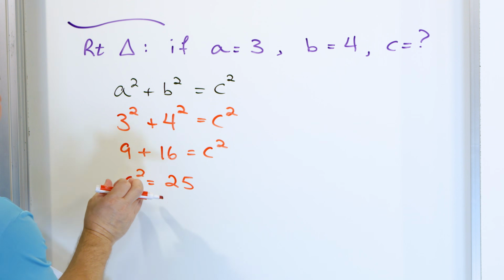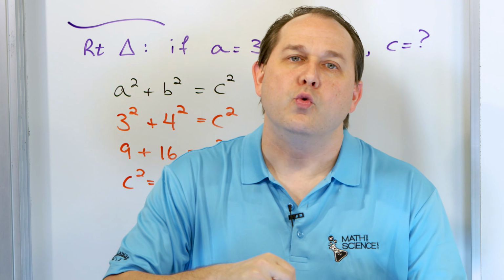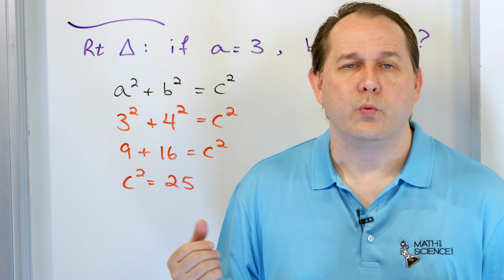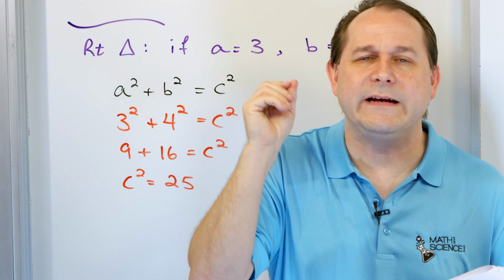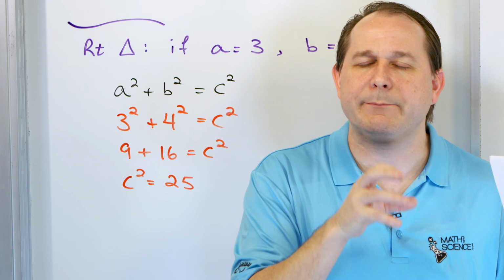So here we have an equation. C squared is equal to 25. And we solved equations like that before. When we have a square, in this case we have C squared, we know that C squared, C times C, is equal to 25. So we want to undo the square. We have to get the variable C by itself.